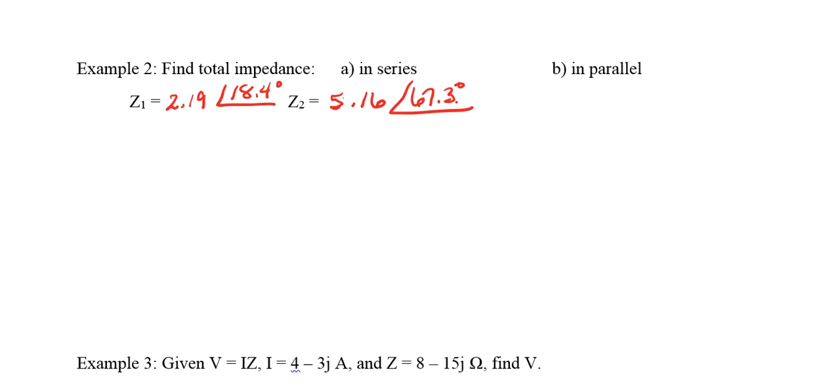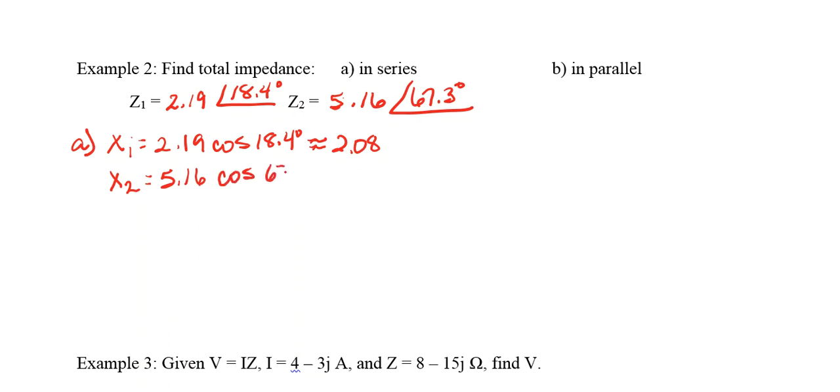In order to go ahead and do this through series, we're going to have to put them into their x and y parts. So we have to think back to when we did vectors. To find x, we did cosine, and to find y, we did sine. So our x1 is going to be 2.19 times cosine of 18.4. That is approximately 2.08. And then I'm going to do the second x. That's 5.16 times cosine of 67.3. And that is approximately 1.99. Remember, we add these together and I would get approximately 4.07.